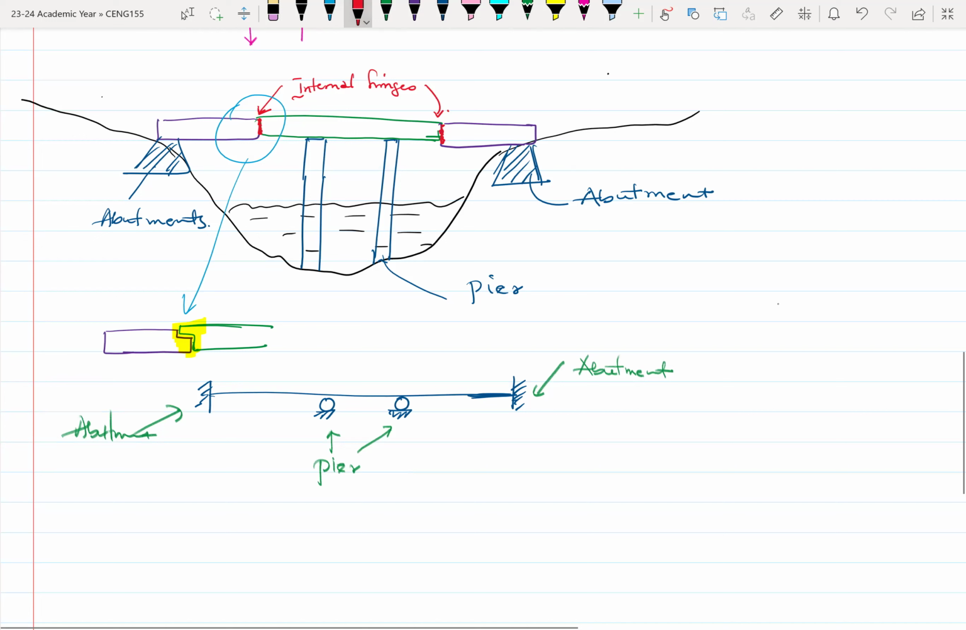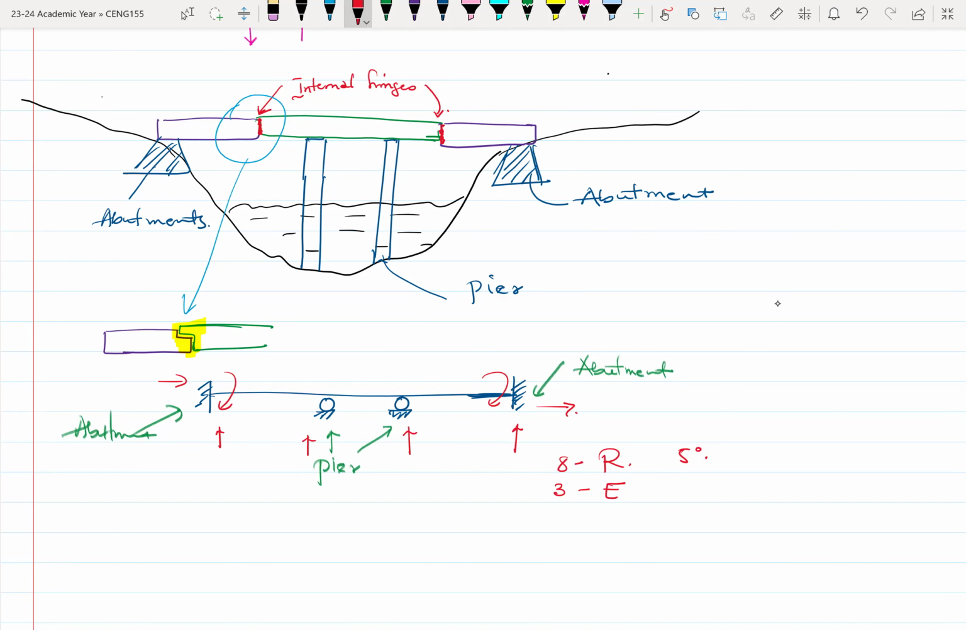Of course, we have how many unknown reactions? We have 1, 2, 3, 4, 5, 6, 7, 8. So 8 unknown reactions. The equations are what? 3. All right. So to the 5th degree. All right.